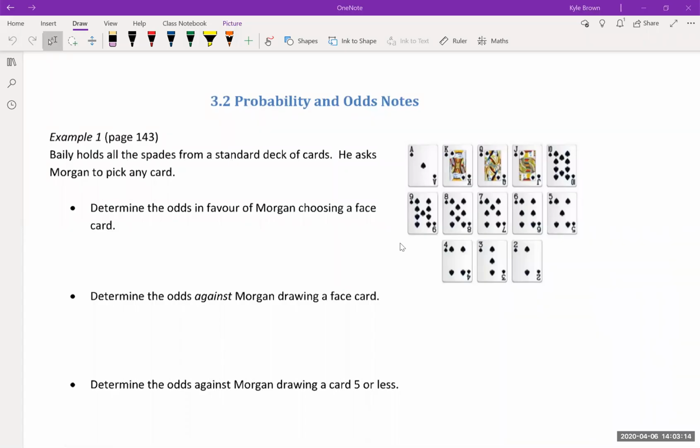Okay, 3.2, probability and odds. So good news is I don't think this will be very long. It's literally the same stuff we were doing before, almost like more practice from the last one. So let's get into it.